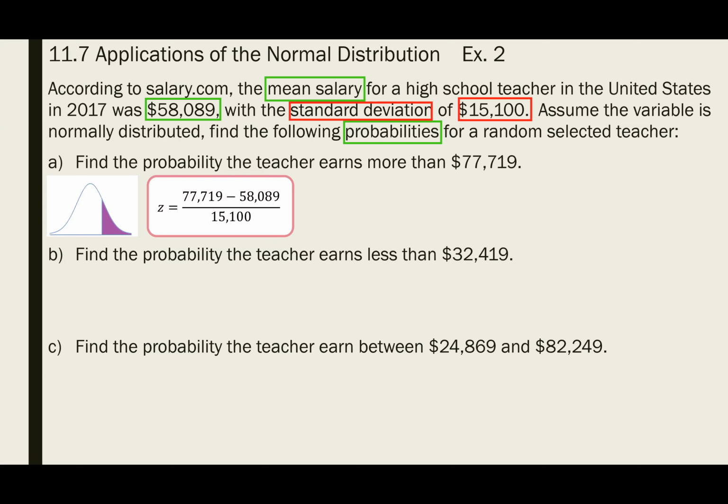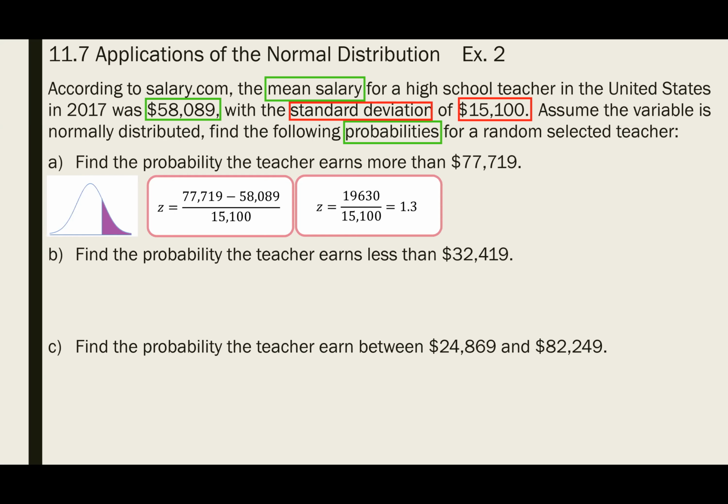The question is your data. We have the mean, 5889. We have the standard deviation, 15,100. And if you type this in, your z-score is 1.3, right? So whoever makes 77,719, you are above the mean by 1.3 standard deviations.